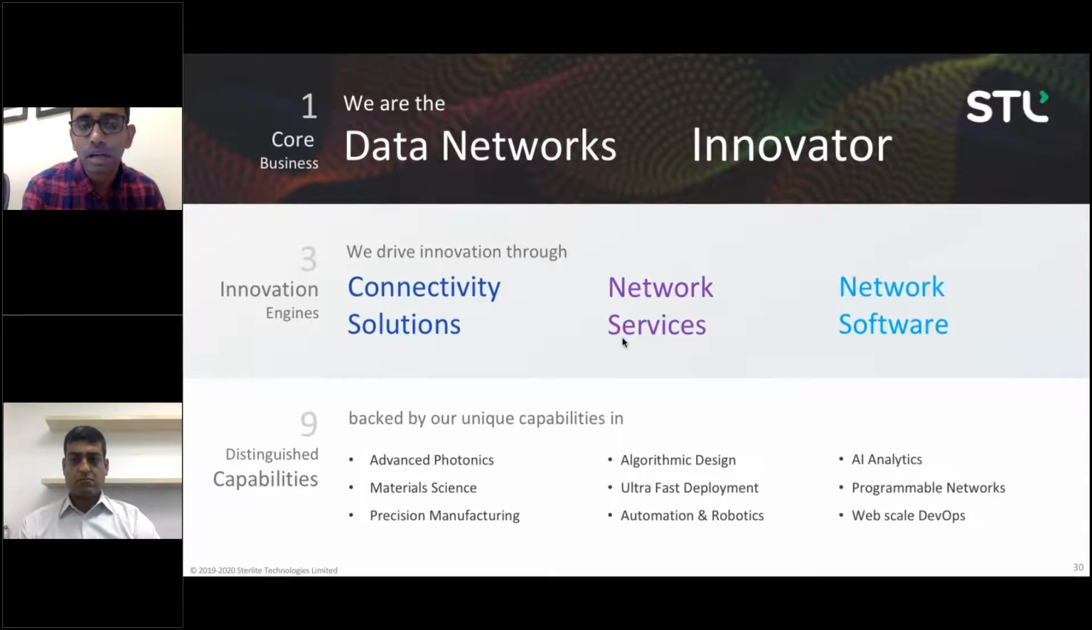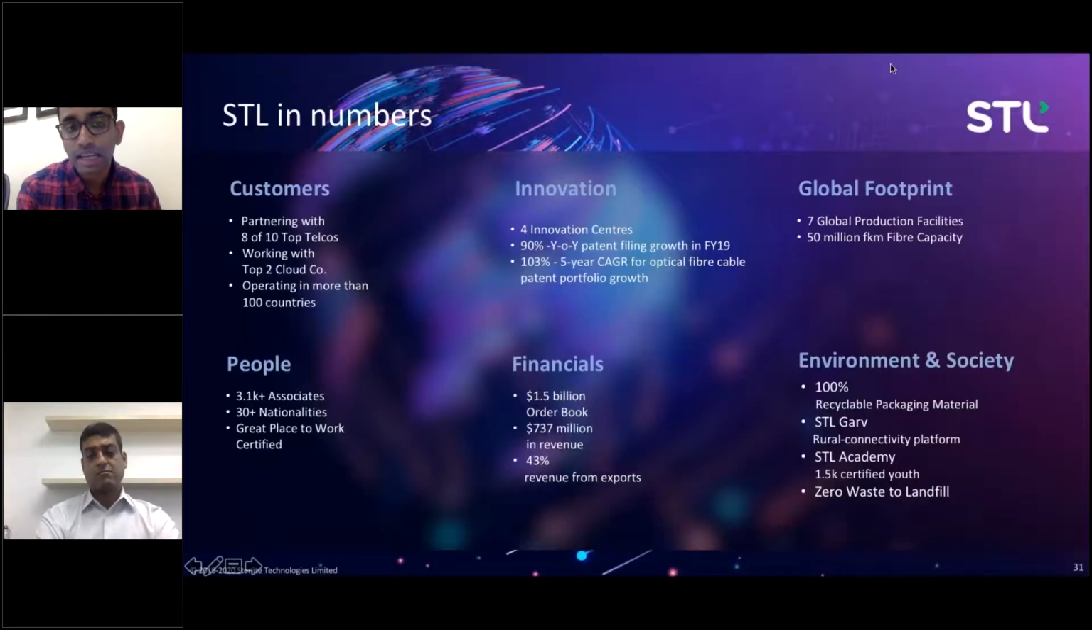this is about us, STL, in numbers. In terms of customers, we work with 8 of the top 10 telcos globally. We're working with the top 2 cloud companies, and we have operations in more than 100 countries. In terms of innovation, we have about 4 distinguished innovation centers.